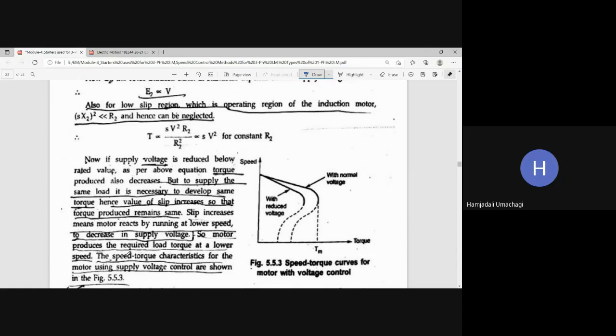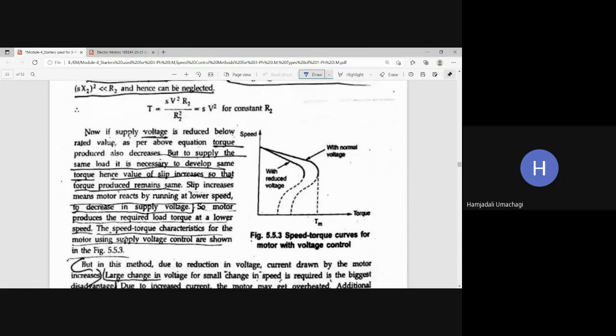Then the speed torque characteristics for the motor using supply voltage control are as shown in figure 5.5.3. This figure 5.5.3 represents speed torque curves for the motor with voltage control, where the y-axis indicates speed and the x-axis indicates torque. For normal voltage, this is the speed curve with respect to torque, and the second curve is with the reduced voltage.